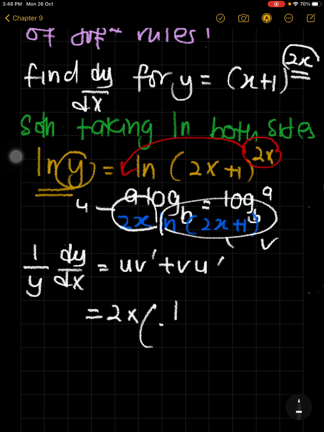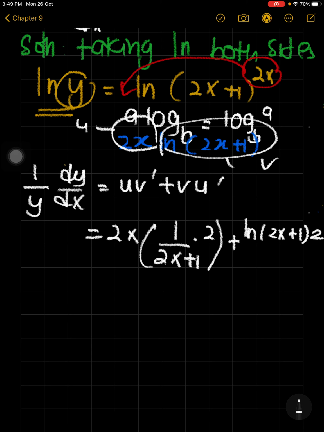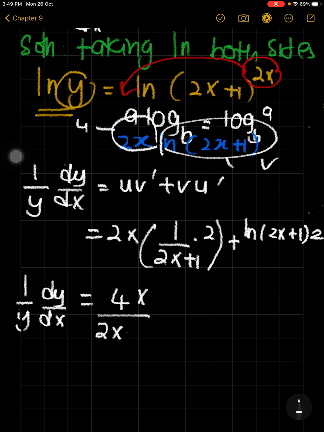You akan dapat 1 over (2x plus 1). Differentiate hak tu balik, you akan dapat 2 plus v. v adalah ln (2x plus 1). Okay, differentiate 2x, you got 2. Okay, so kita selesaikan. So you got 1 over y dy dx. So you kena jadikan dy dx ni as a subject. So you kena move lah y tu sekejap lagi. So you got 4x over (2x plus 1) plus 2 ln (2x plus 1).